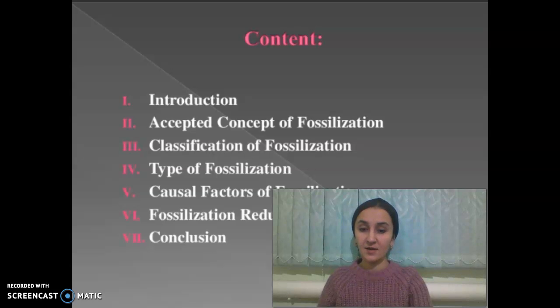Fossilization. At first, let me introduce you to the content of our topic today. So we will start as usual with the introduction. Then we will talk about the accepted concept of fossilization, about its classifications, about its types and causal factors. Fossilization reduction will be the last point for our discussion today. Let's continue.